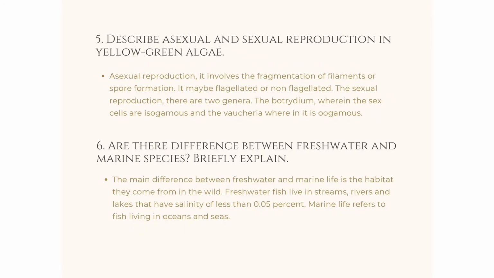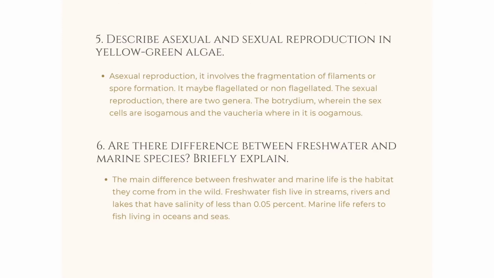Number 5. Describe asexual and sexual reproduction in yellow-green algae. Asexual reproduction involves the fragmentation of filaments and spore formation. Spores may be flagellated or non-flagellated. For sexual reproduction, there are two genera: the Botrydium, wherein the sex cells are isogamous, and the Vaucheria, where it is oogamous.